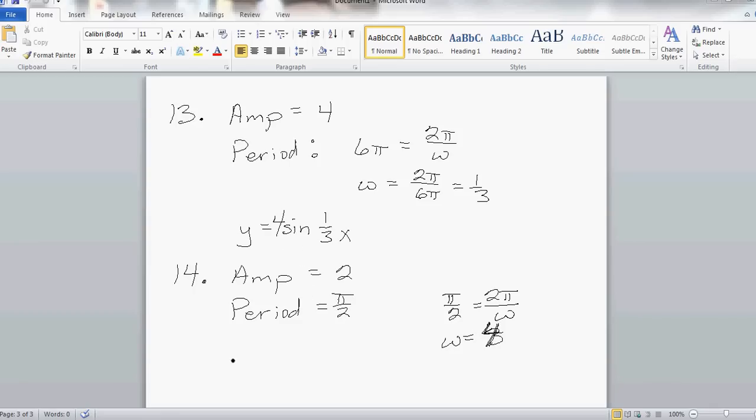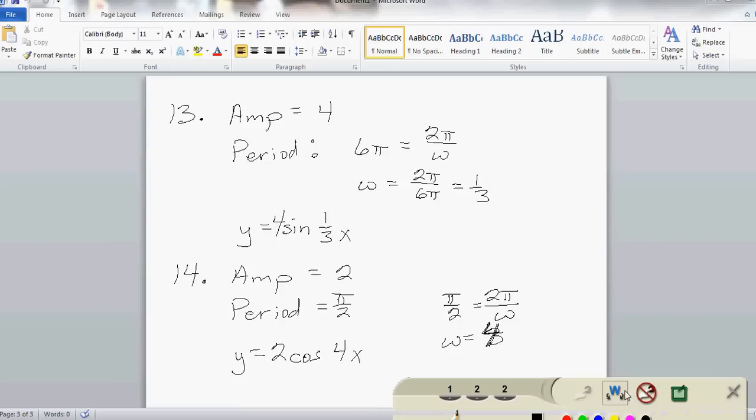And so, plugging it in, we first of all look and see at the 0 mark, where x is equal to 0, we're at the top. So that means it's going to be a cosine. The amplitude number goes right here, and then we have to put 4x right there.